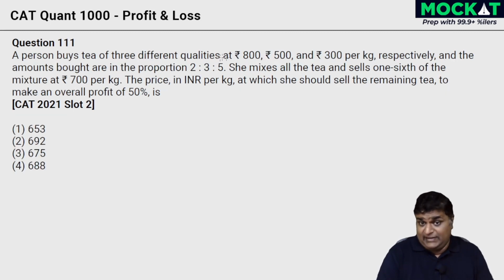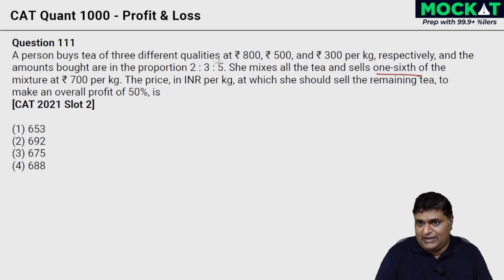A person buys tea of 3 different qualities at 800, 500 and 300 per kg, and the amounts bought are in the proportion 2:3:5. Fine. She mixes all the tea and sells 1/6 of the mixture at 700 per kg. 1/6 of this total of 10 parts, I'm not able to do 1/6, right? 1/6 of 10 is not going to be an integer.